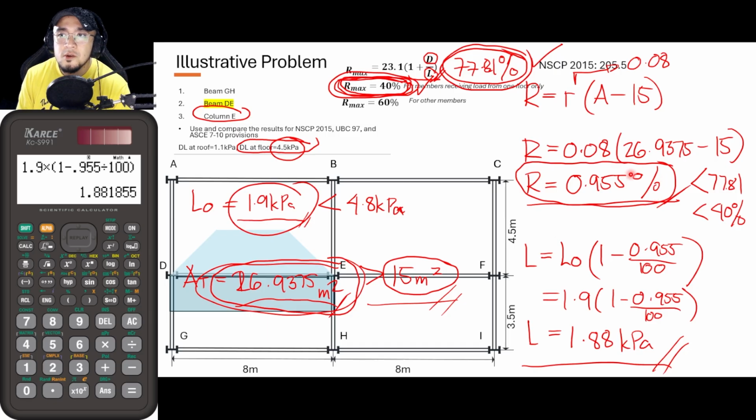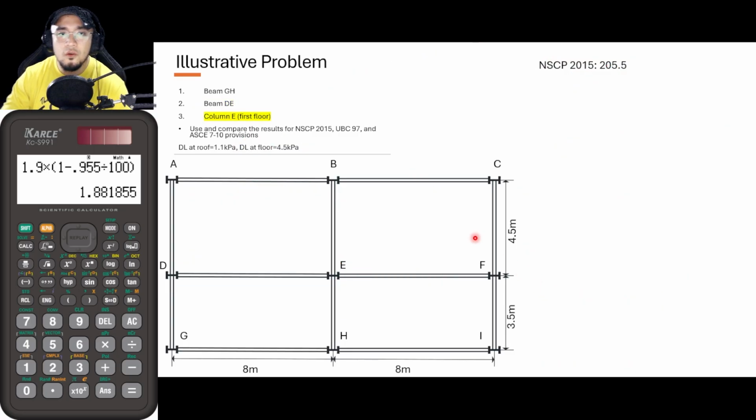Okay? So again, stay tuned for the next video, where you will be comparing our result here to the next video, which is the UBC provision. It is very similar to these provisions, but there is a unit inconsistency, so our answers later will be far apart. But regardless, before we proceed to the next video, let us first solve for the live load that we will be using for column E, using NSCP provisions only.